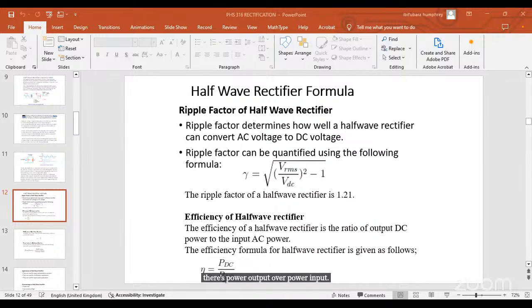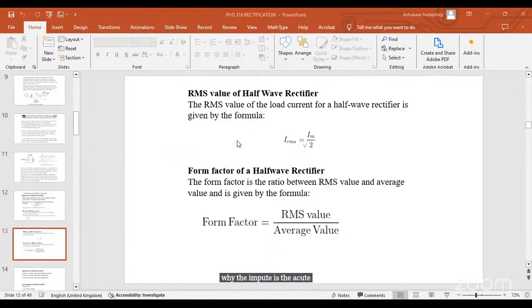The power output is the DC because the AC comes in at the input and then is converted to DC. So the DC is the output while the AC is the input. So efficiency is always output over input, the ratio of the output over the input. And this time, the output is the DC power, while the input is the AC power.